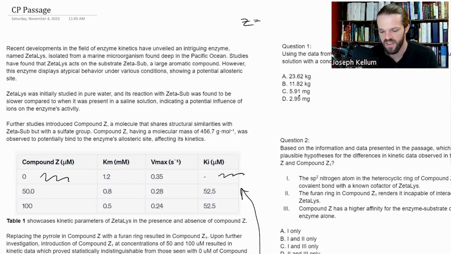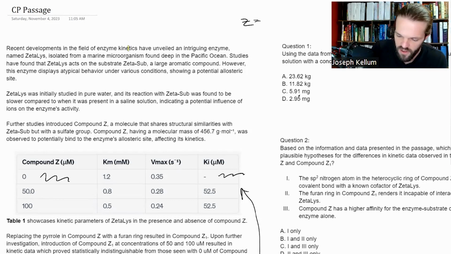So it goes on to say studies have found that zeta lyse acts on the substrate zeta sub. All right, so we have our substrate and we have our enzyme. I might just go ahead and highlight those really quickly just to know where they are, which is a large aromatic compound. Okay, so there's a really good chance that's going to be important. Large aromatic compound. I'm already thinking about UV vis spectroscopy. I'm already thinking about electrophilic aromatic substitution reactions it could ask me about if it wanted to go the OChem direction. Thinking that the molecule is planar because it's aromatic, right? So all of these things are already popping into my head as I'm going through this.